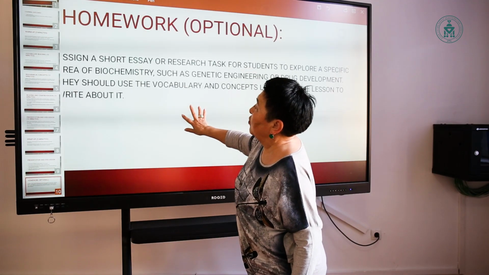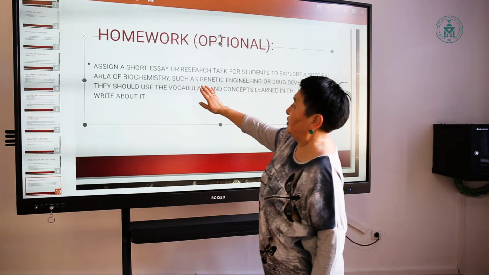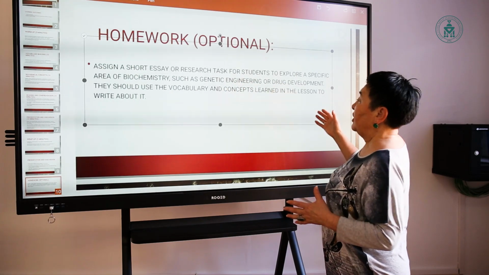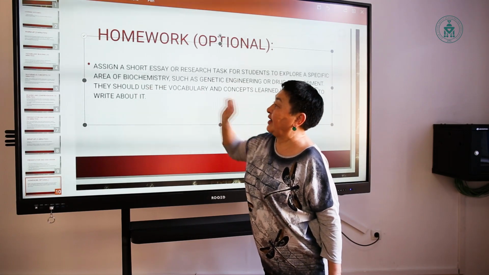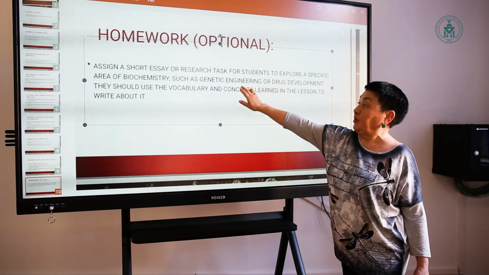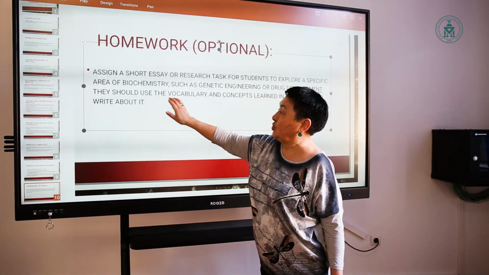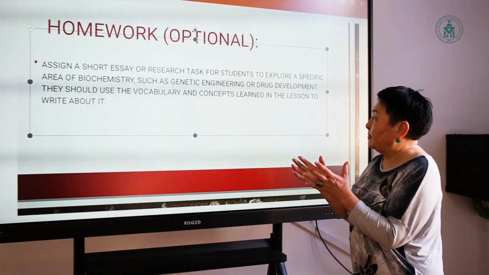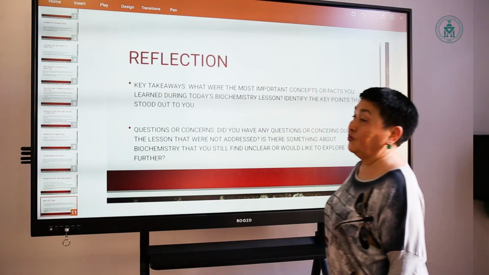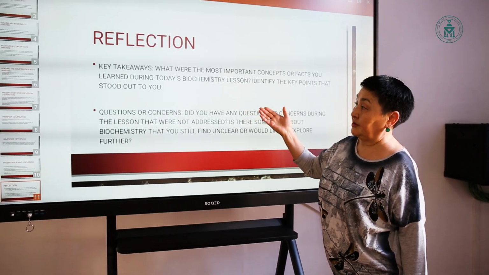As for homework, we need to assign a short essay or research task for students to explore a specific area of biochemistry, such as genetic engineering, which is very topical now, or drug development. They should use the vocabulary and concepts learned in the lesson to write about it. And of course, as usual, we need to finish with reflections.